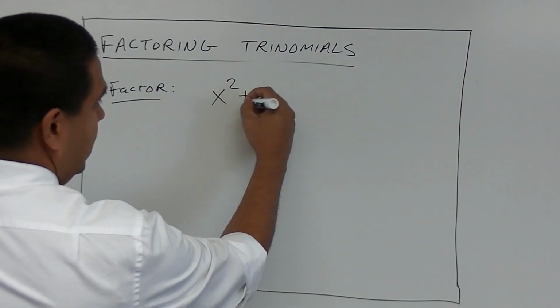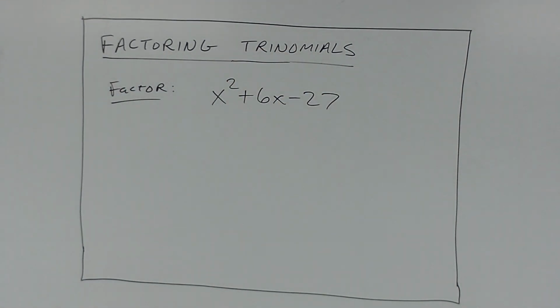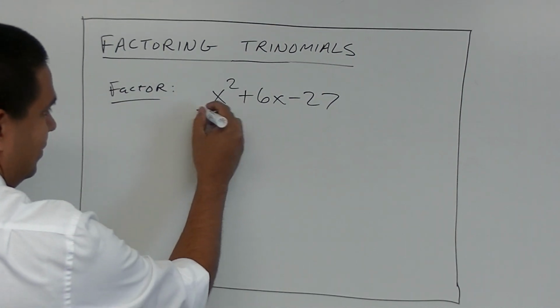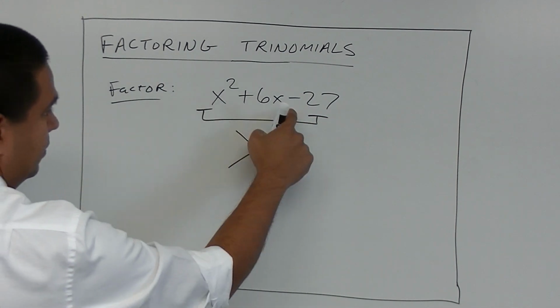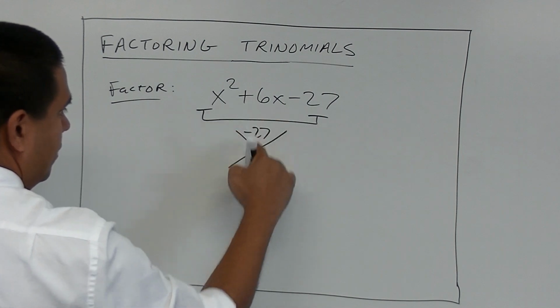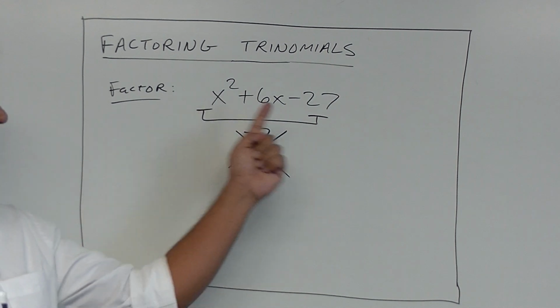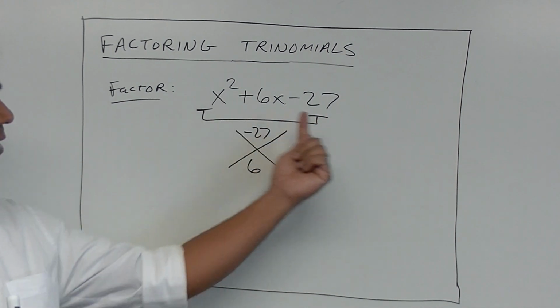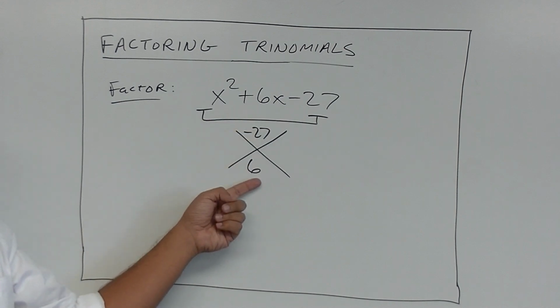x squared plus 6x minus 27. So go ahead and set that up. Put that in your notes. So again, we multiply the first number times the last number. So 1 times negative 27 is negative 27. And bring the 6 straight down.